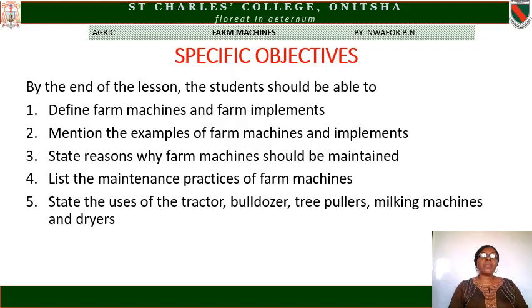1. You are expected to define farm machines and farm implements. Number 2, mention the examples of farm machines and implements. Number 3, state reasons why farm machines should be maintained. Number 4, list the maintenance practices of farm machines. And number 5, state the uses of the tractor, bulldozer, tree pullers, milking machines, and the dryers.